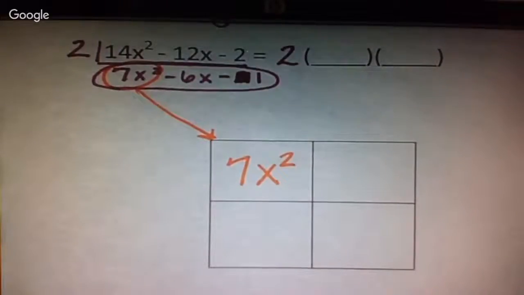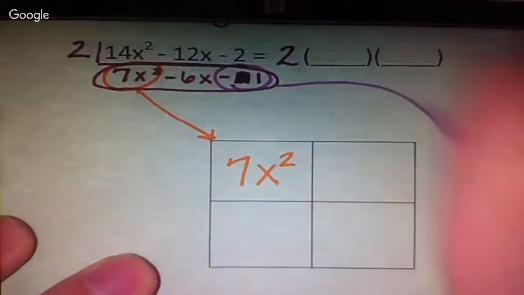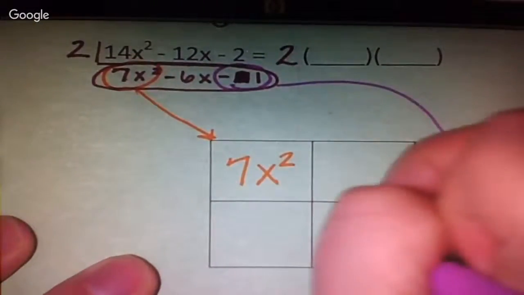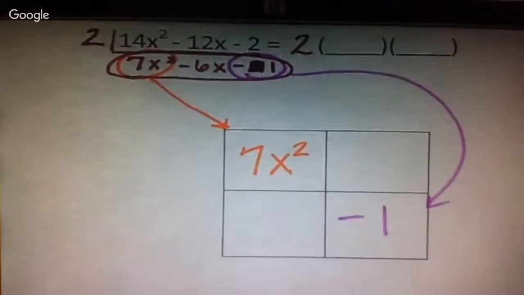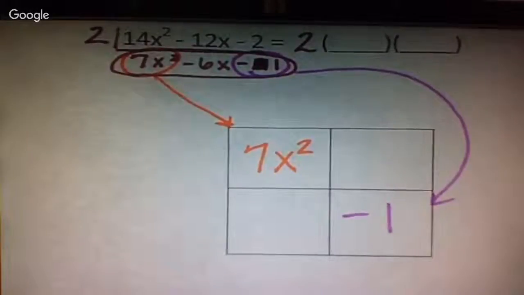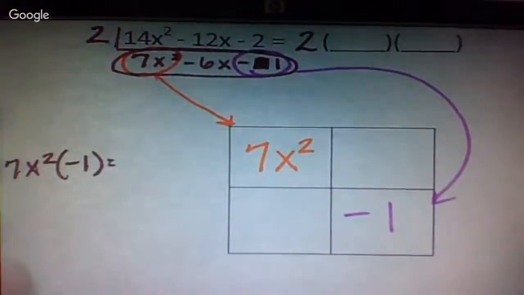Okay, this goes here. Your C term, which is just your number, goes here. Now, what I want you to do is multiply these two terms. What's 7x squared times negative 1? Negative 7x squared.